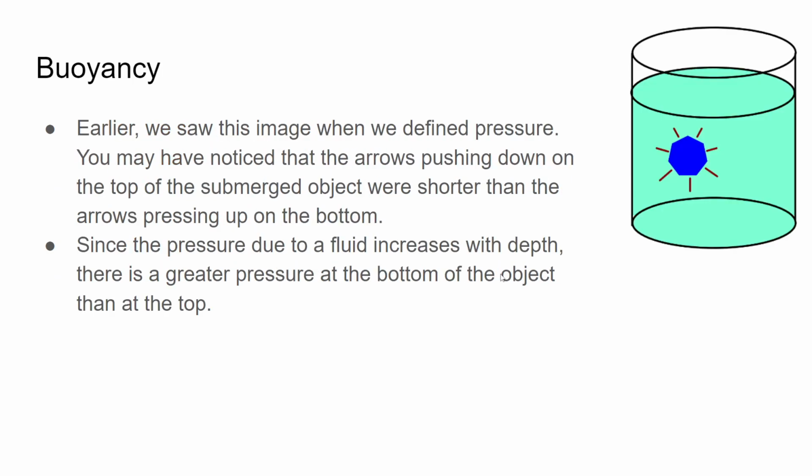So, earlier we saw this image here when we talked about pressure and defined pressure. You might have noticed that the arrows pushing down on the top of the submerged object are shorter than the arrows that are pressing up on the bottom. There is actually a reason for this. Because pressure due to a fluid increases with depth, there's going to be a greater pressure at the bottom of the object than at the top.